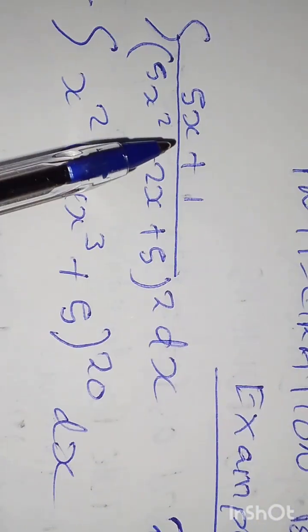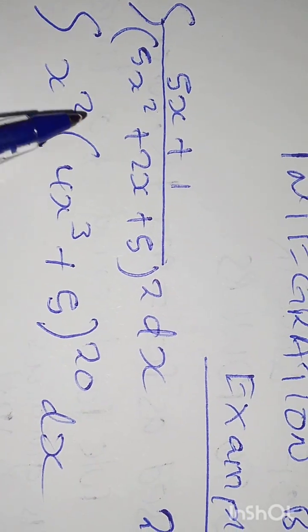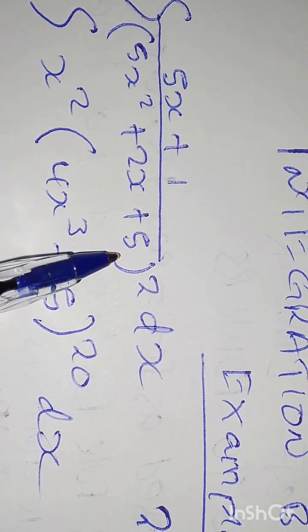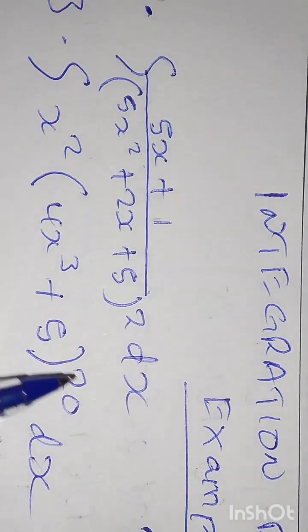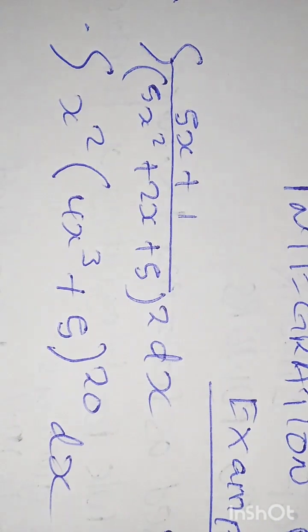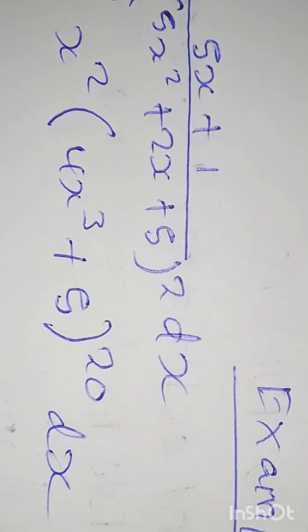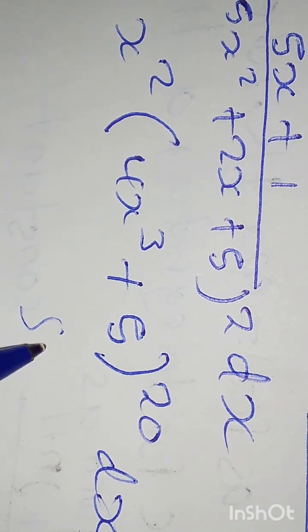So we have example 1. Example 1 says integral of (5x plus 1) over (5x squared plus 2x plus 5) squared dx. So we have been told to integrate this function by the substitution method. How do we go about it? Solutions.